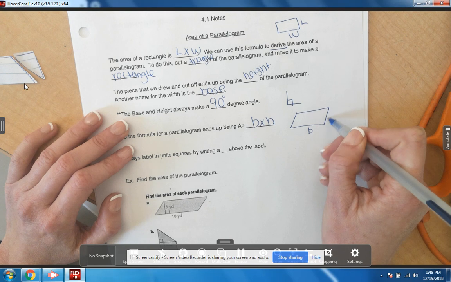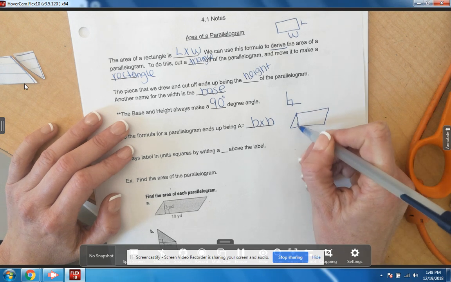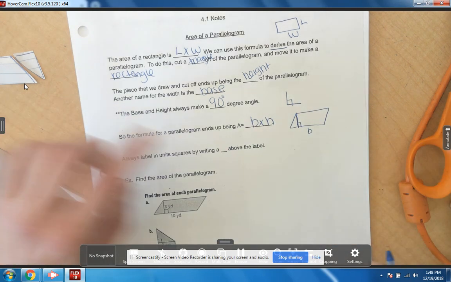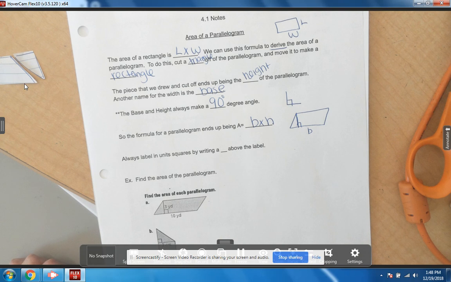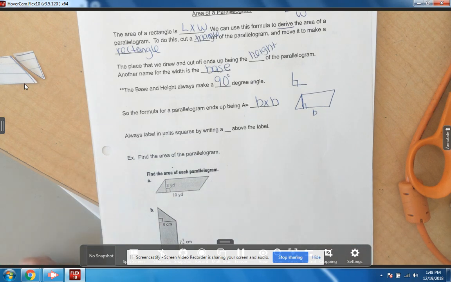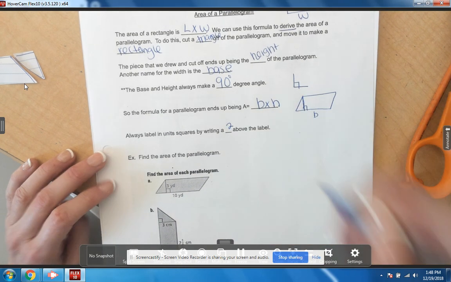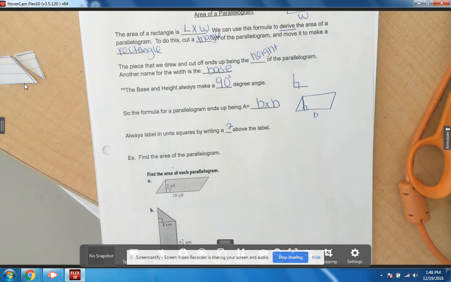So if I drew a parallelogram here, this could be the base. The height can't be this slanted one. You'd have to draw in a vertical line here, and that would be the height, which is kind of what I did when I cut out my pieces. Always label in unit squares by writing a 2 above the label. So you always put a 2 above your label.